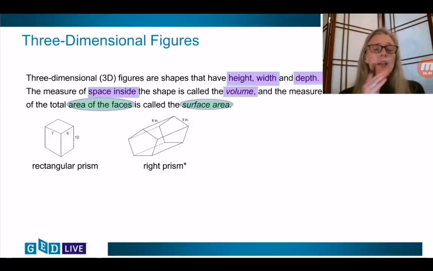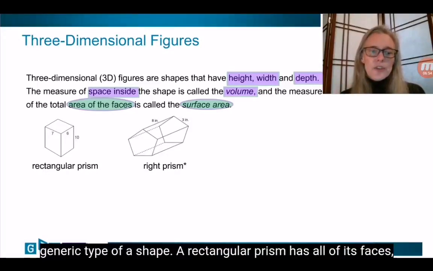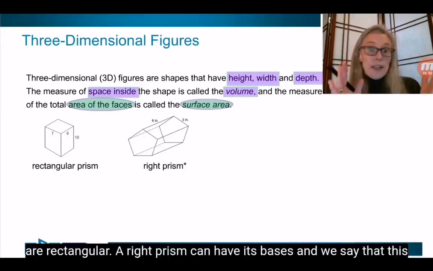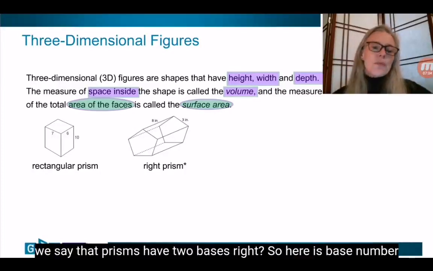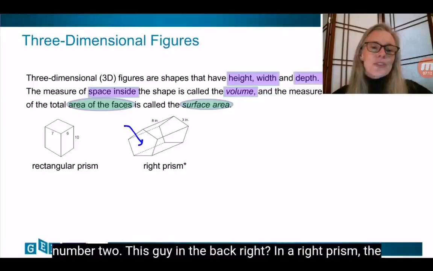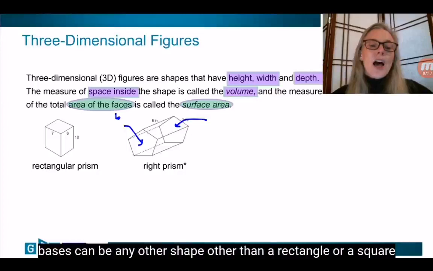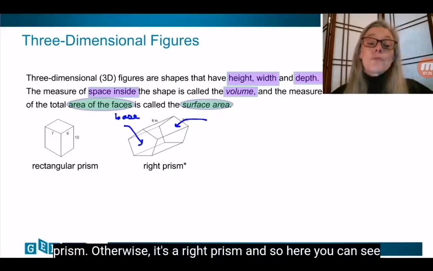Okay. Now, here is what we call a right prism. So this is a more generic type of shape. A rectangular prism has all of its faces rectangular. A right prism can have its bases, and we say that prisms have 2 bases, right? So here's base number 1, like this guy in the front, and then here's base number 2, this guy in the back. In a right prism, the bases can be any other shape other than a rectangle or a square. If the base is a rectangle or a square, then it is a rectangular prism. Otherwise, it's a right prism.